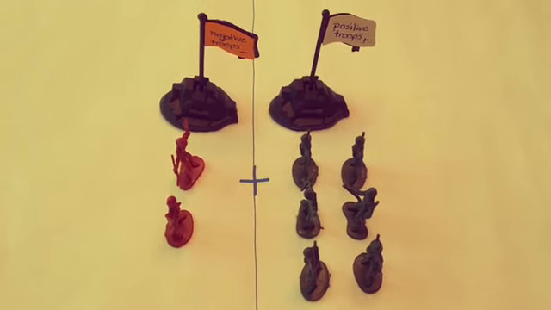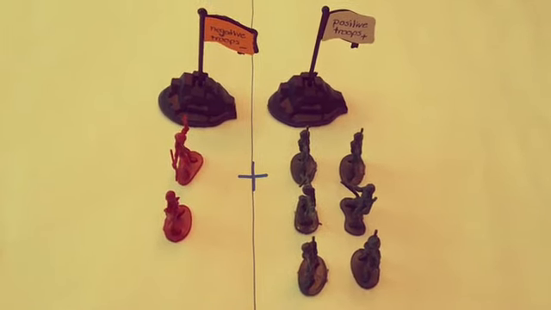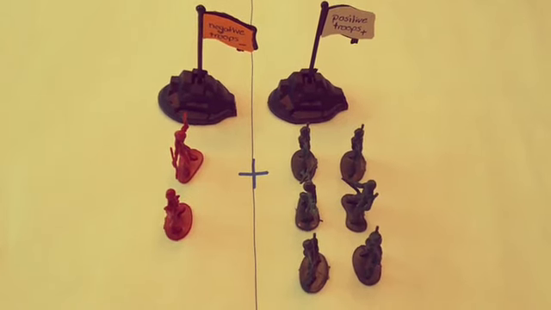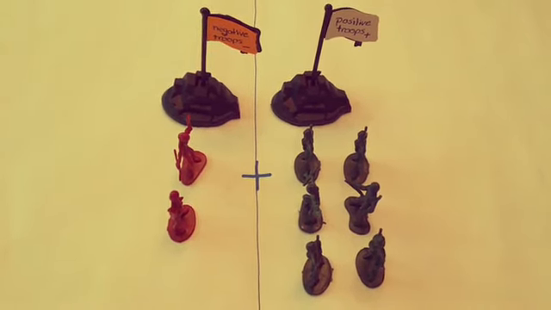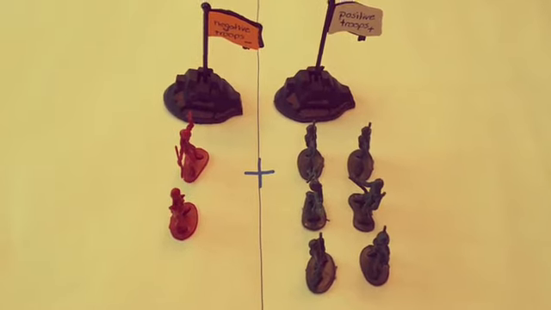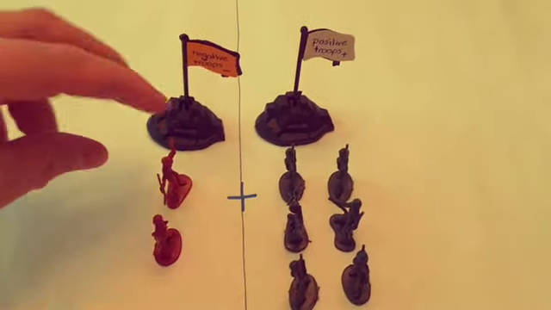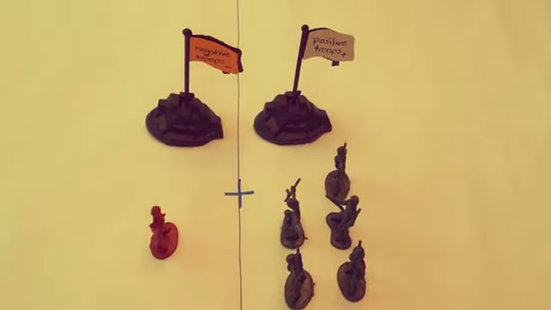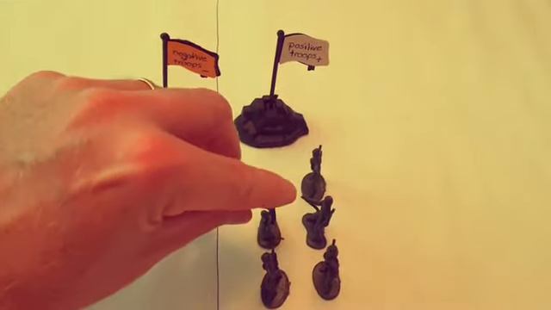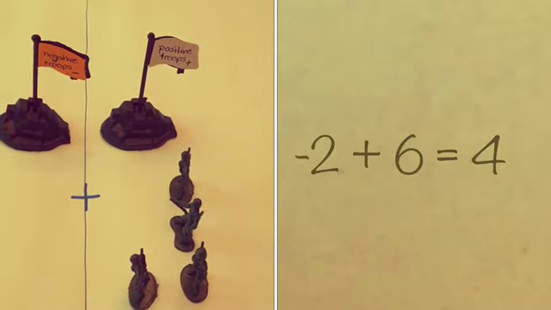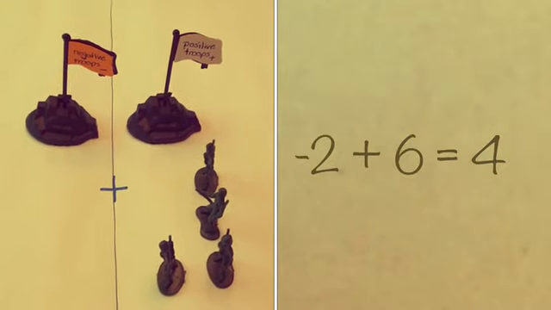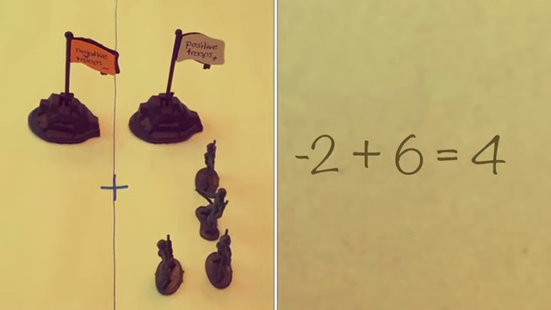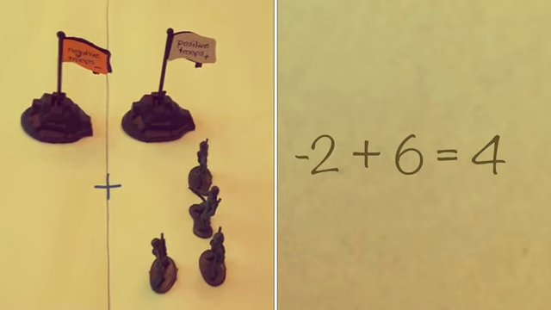If you remember my zero pair that I talked about earlier, one negative soldier will cancel out one positive soldier and vice versa. So we will eliminate 2 pair of soldiers. That's 1 zero pair. That's 2 zero pairs. Now, what's left? 4 positive soldiers. The answer is +4.